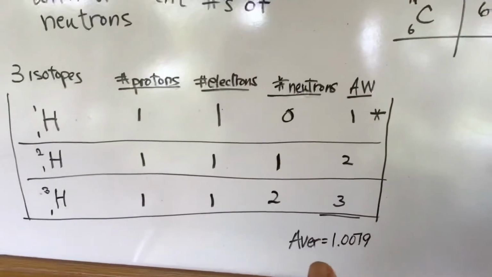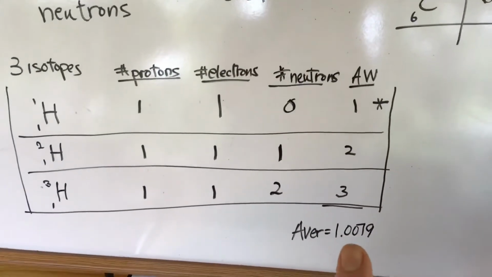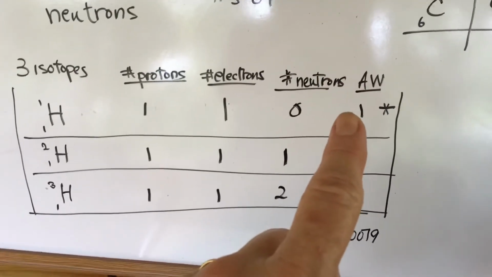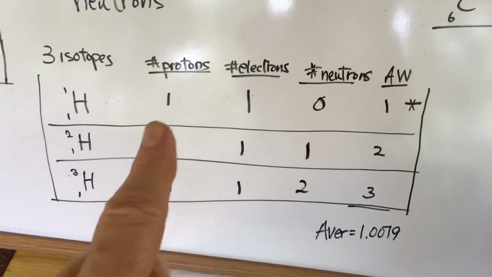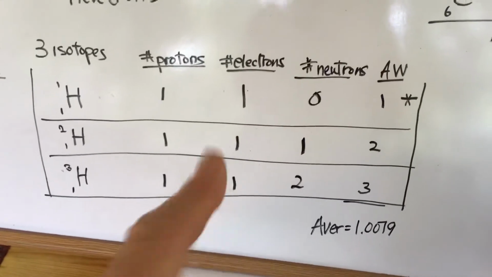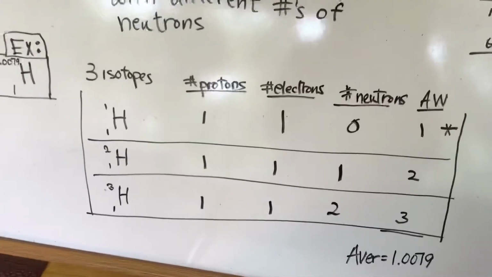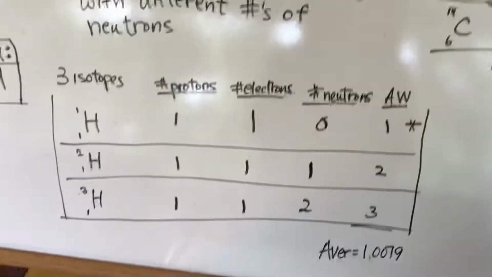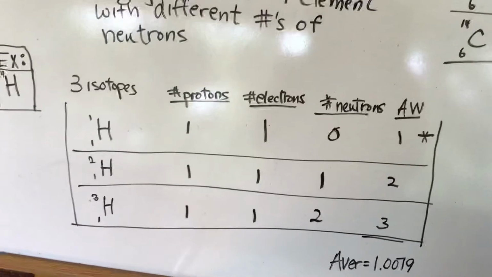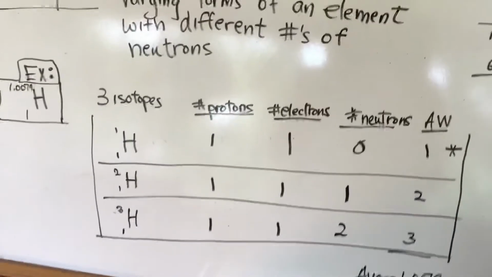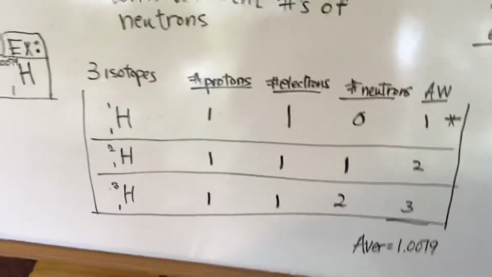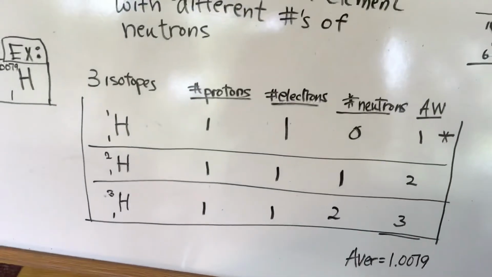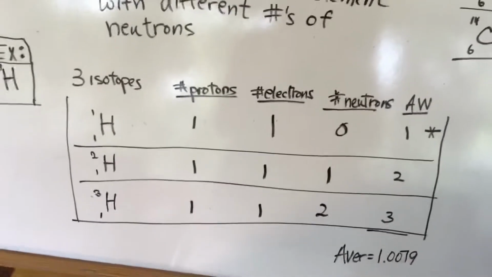The average is 1.0079, so which one exists the most in nature? That would be this one. That is the one with 0 neutrons, 1 proton, 1 electron, and that goes back to the last lecture, how I was telling you there are no neutrons in that particular atom, all right? So those are isotopes. Now I'm guessing that there are 3 isotopes. Generally, or a lot of times there are 3. There's not always 3.